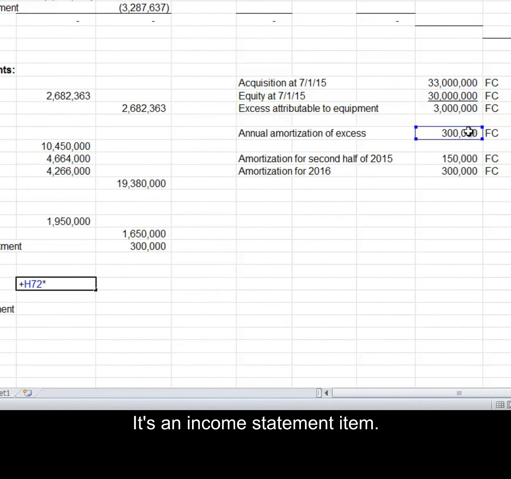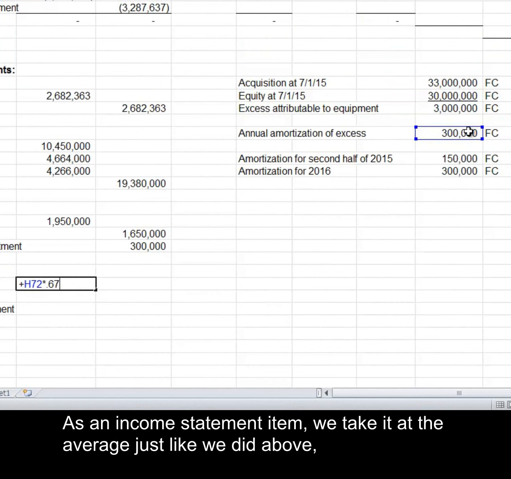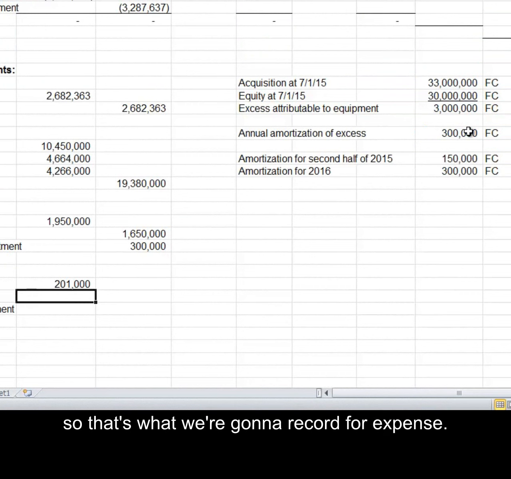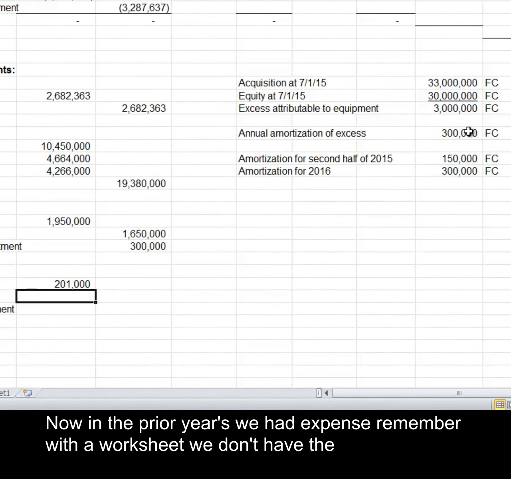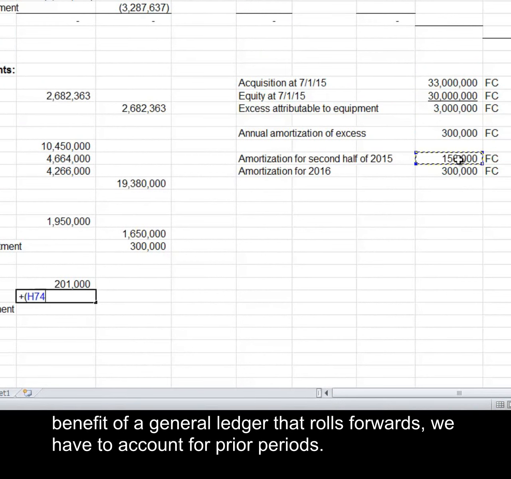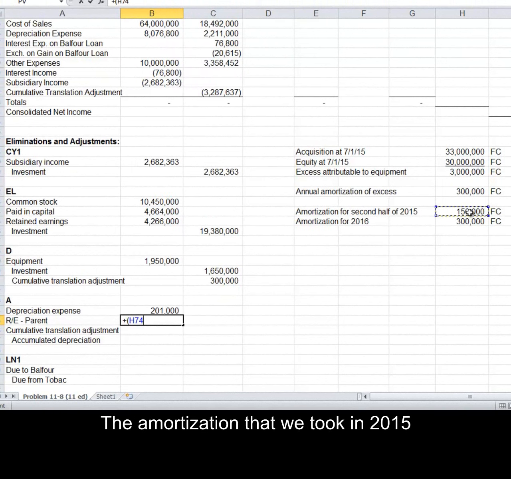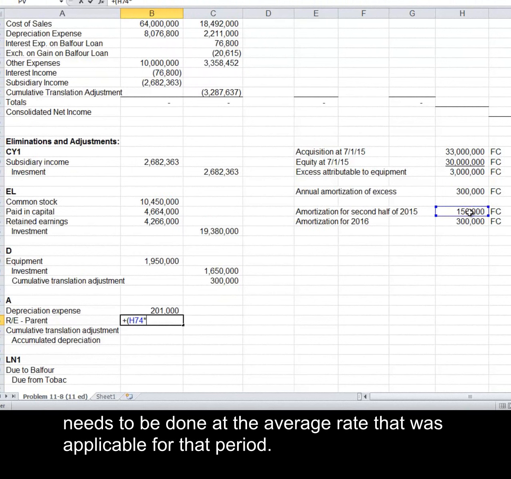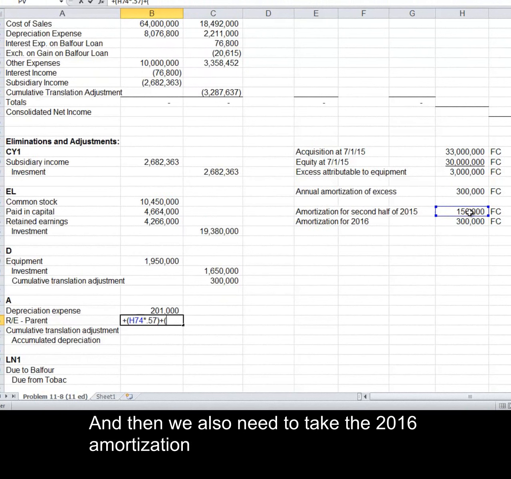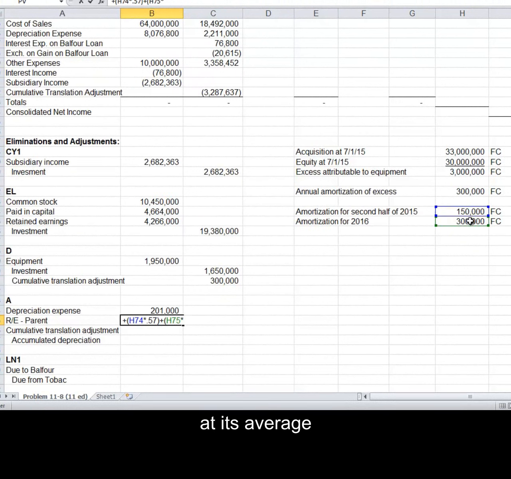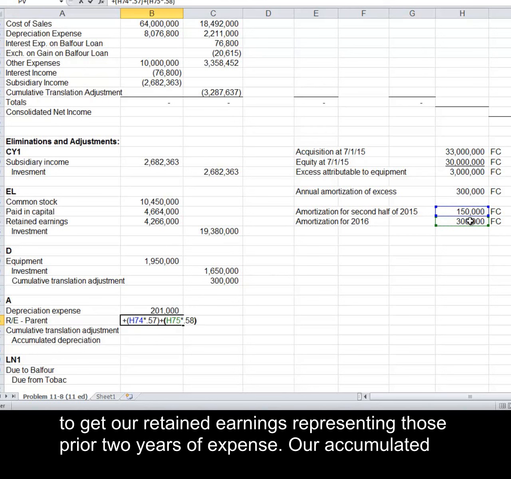It's an income statement item. As an income statement item, we take it at the average, just like we did above. So that's what we're going to record for expense. Now, in the prior years, we had expense. Remember, with a worksheet, we don't have the benefit of a general ledger that rolls forward, so we have to account for prior periods. The amortization that we took in 2015 needs to be done at the average rate that was applicable for that period. And then we also need to take the 2016 amortization at its average to get our retained earnings representing those prior 2 years of expense.